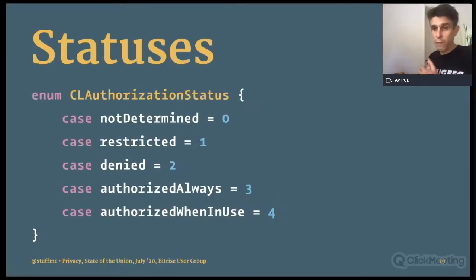All right, the statuses. They look a lot like the photo ones, obviously. Not determined, restricted, denied, except they have authorized always and authorized when in use, which has been there since iOS 8, sorry. If you still have an authorized, I would recommend to really remove it. Apple has said they will deprecate this, and for whatever reason, a lot of the time Apple marks stuff as deprecated for like 10 years before they actually get rid of it.